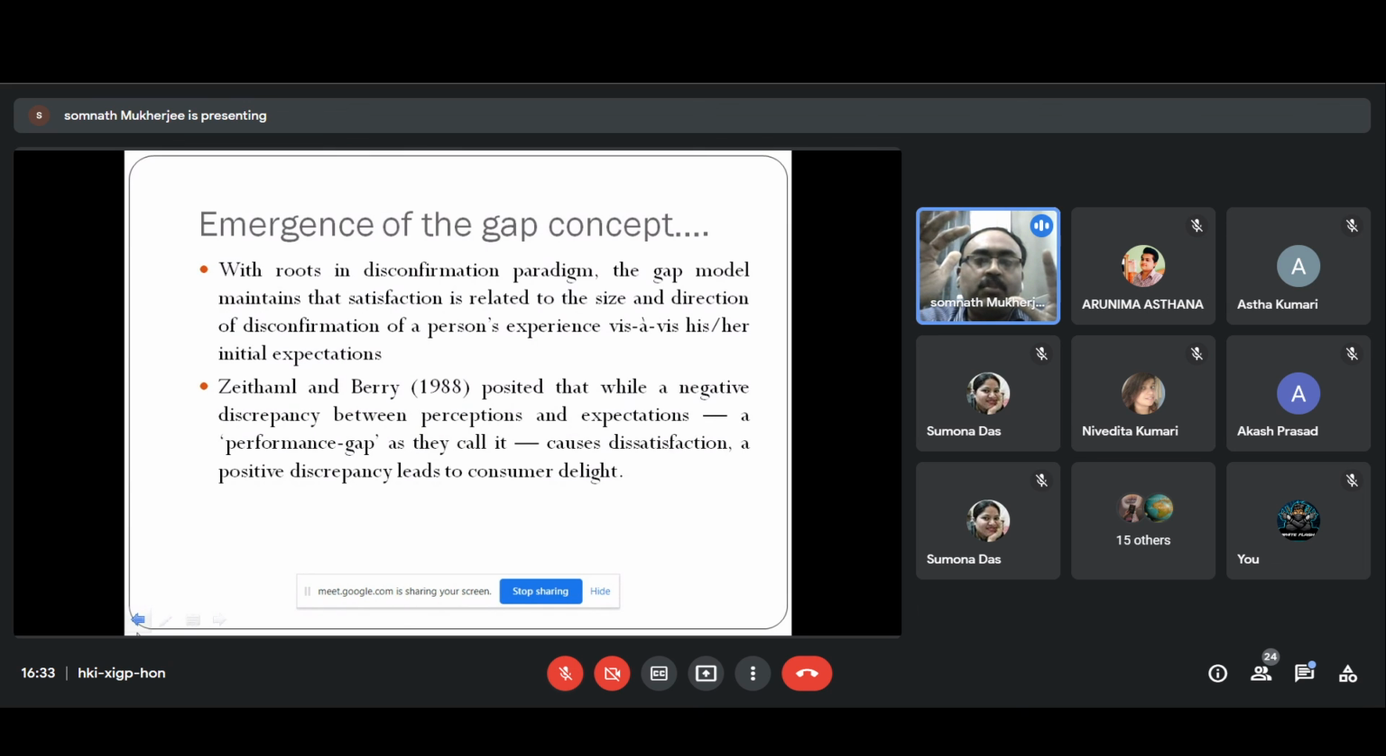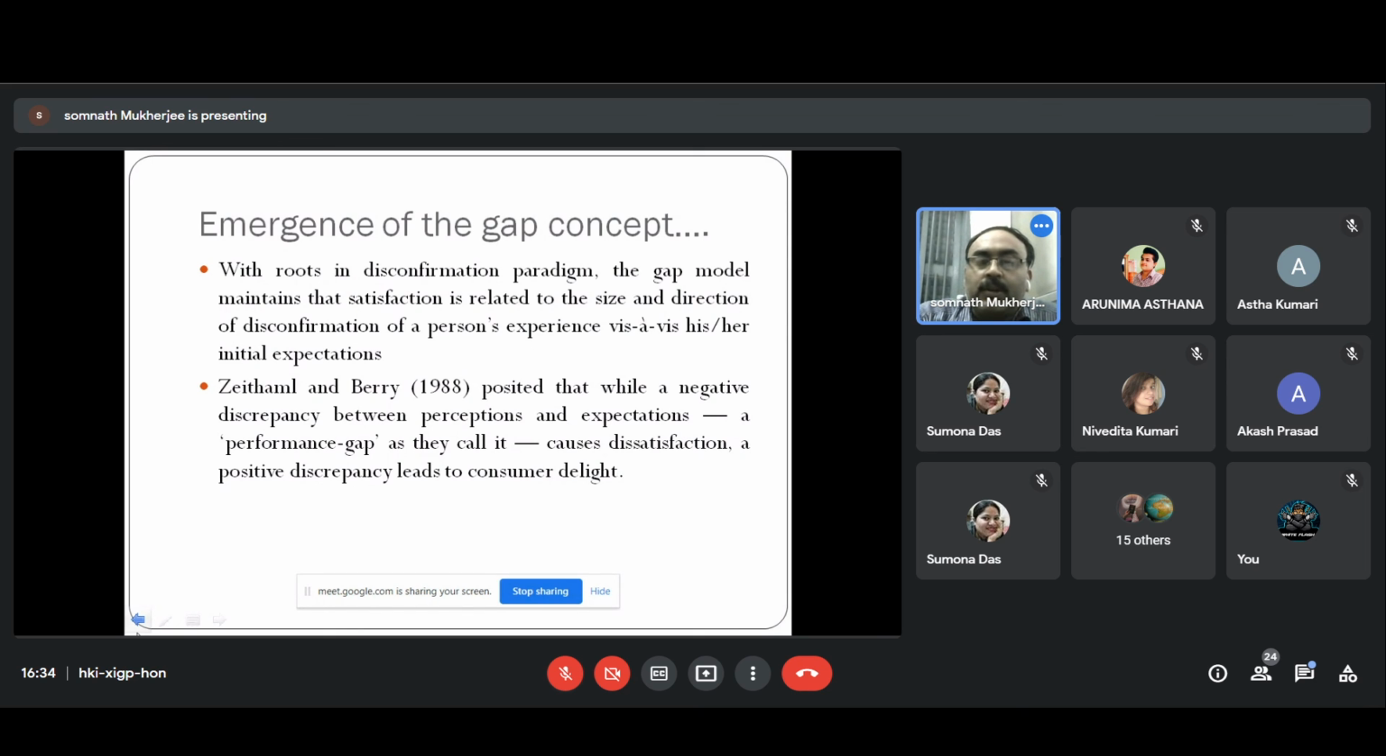And that was in the form of what I said, the difference between expectation and performance. That's the disconfirmation concept that came in. Between perception and expectations there is a performance gap, they called it that way, and it causes dissatisfaction. A positive discrepancy leads to consumer delight and vice versa. What I mean is, if what you expected was very high and what you are getting right now is very bad, then it's a very negative thing. It will cause dissatisfaction.